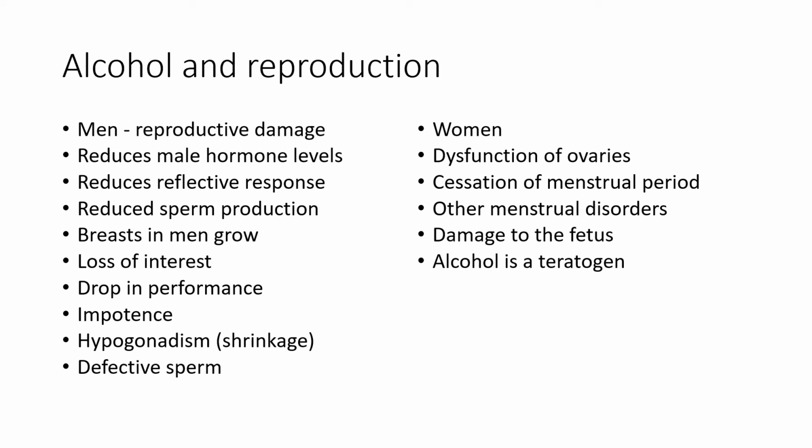With women, alcohol can cause dysfunction of the ovaries, cessation of menstrual period, other menstrual disorders, damage to the unborn, the fetus, and alcohol is a teratogen, meaning a monster causer. It causes significant birth defects. The fact that alcohol interferes with a woman's pregnancy is not a reason to consider alcohol a form of birth control.